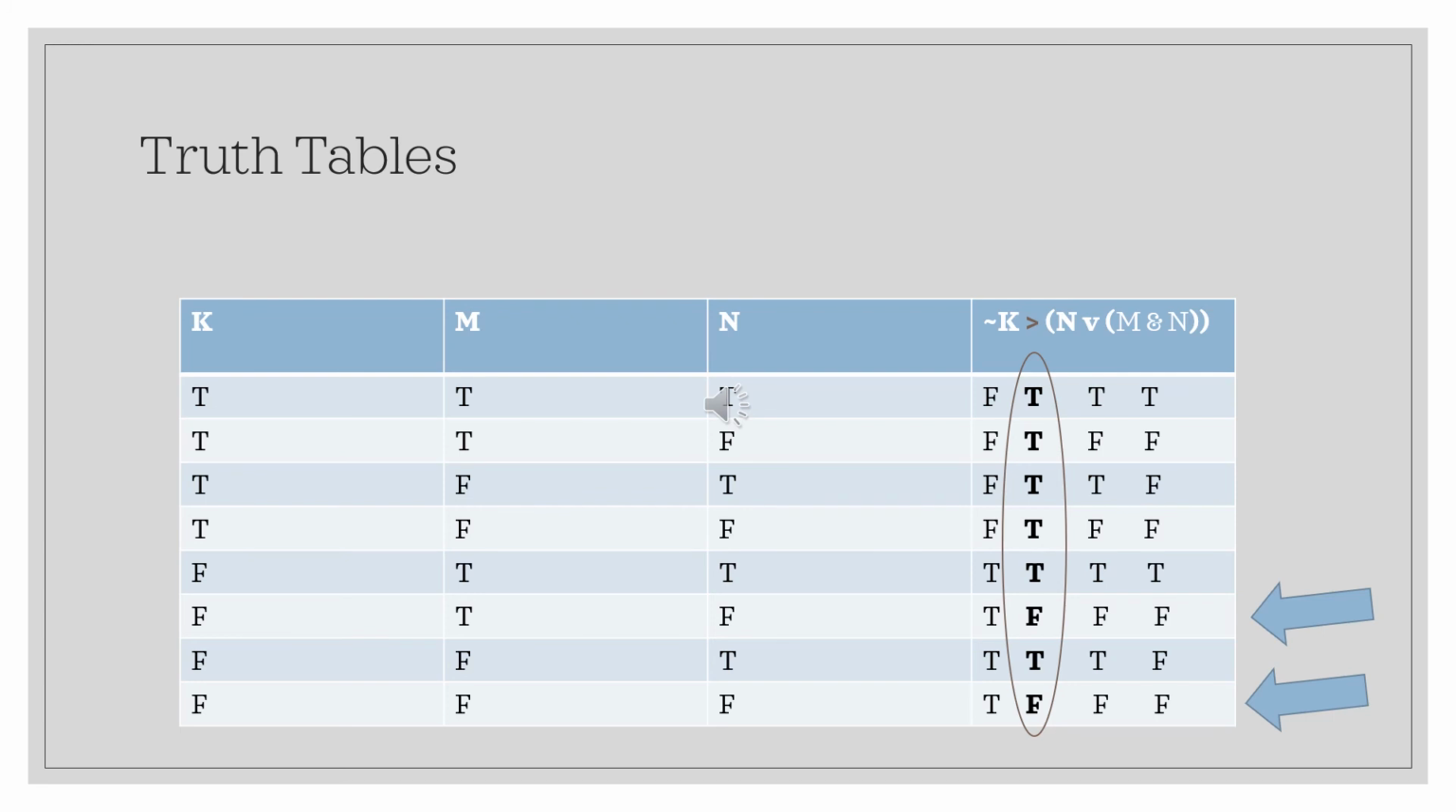Great. Now we're on line 5. Line 5 has a true antecedent and a true consequent. Well, that's going to be true because the consequent is true. But finally, oh, look, on line 6, we find a situation in which the antecedent is true, that is, not K is true, but N or M and N is false. So now we have a particular line in which the entire statement is false. Similarly, on the last line, line 8, we have another situation in which the antecedent is true and the consequent is false, making the entire statement false.